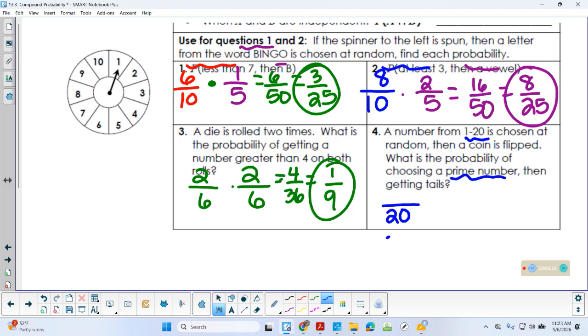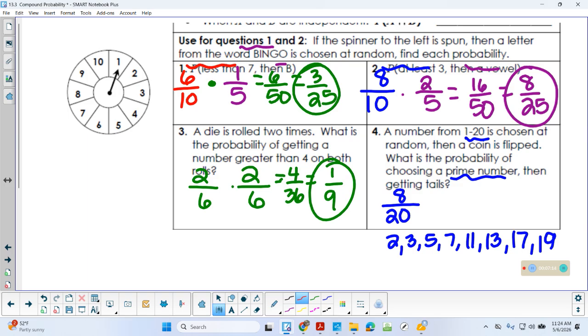Is 2 prime? 3, 4, 5, 6, 7, 8, 9, 10, 11, 12, 13, 14, 15, 16, 17, 18, 19, 20. Okay, so count them. 8. So we have 8 favorable outcomes. So that's just kind of tedious because you have so many numbers there, I'm aware.